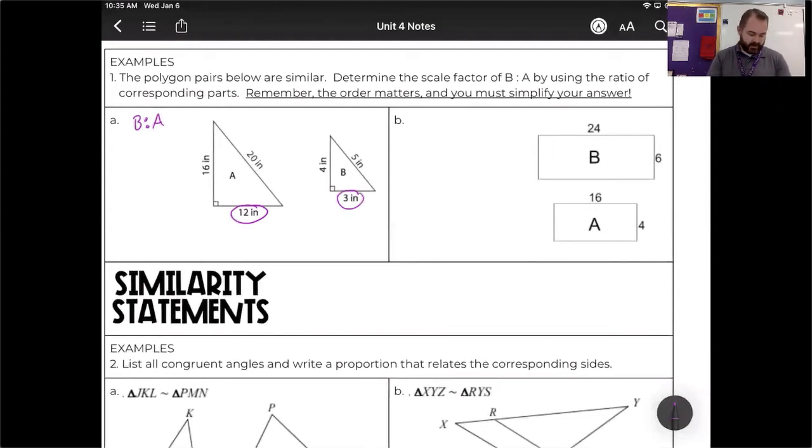Okay, so that would be a ratio of 3 to 12, and I can simplify that ratio by dividing both by 3. So my simplified scale factor is 1 to 4. I can write it as a ratio that way, or I can write it as a fraction. It doesn't really matter. Okay?